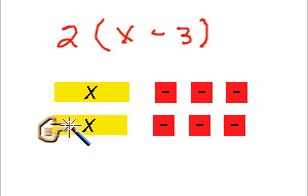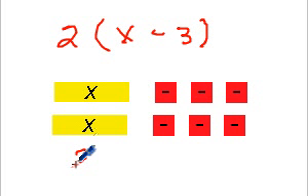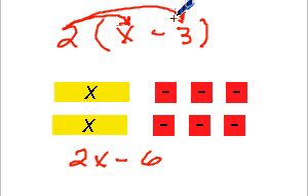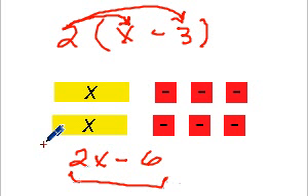So what am I left with? Let's just take a look at what we've got. The algebra tiles tell us we've got 2x and we've got negative 6, or minus 6. So if we look back at our expression here, that would be the same as multiplying the 2 times the x and the 2 times the negative 3. Our result is 2x minus 6.